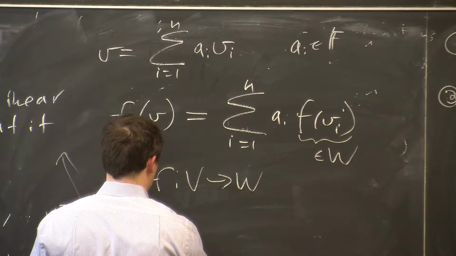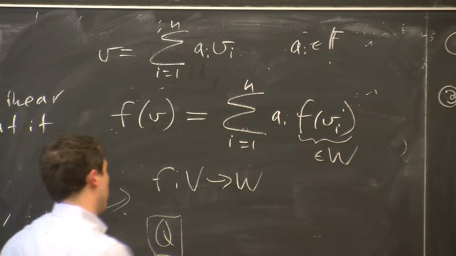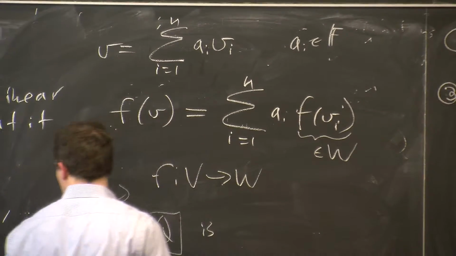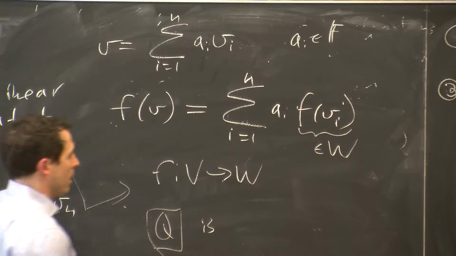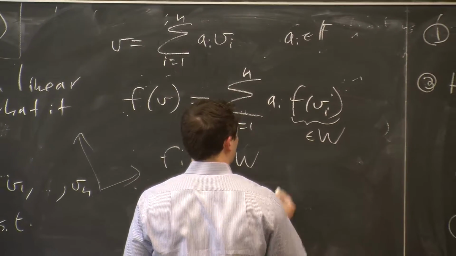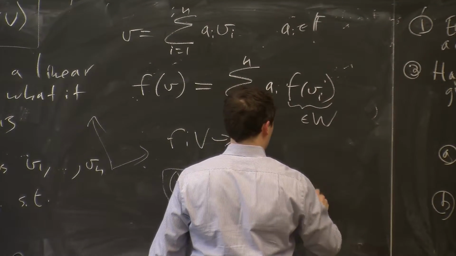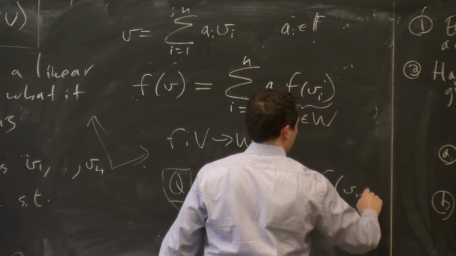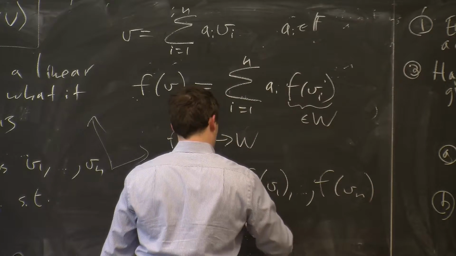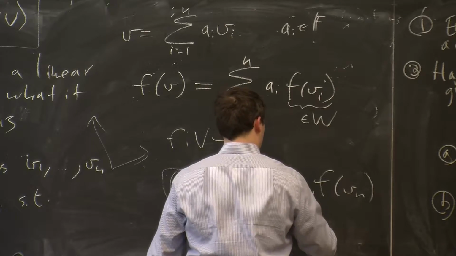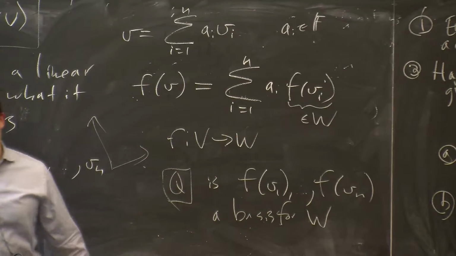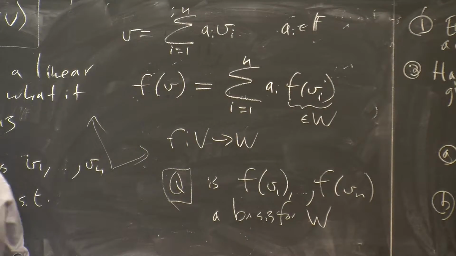Question for you. In this case, assuming that v1 up to vn is a basis, is f(v1), up to f(vn), a basis for the image space, for the codomain? Is it?